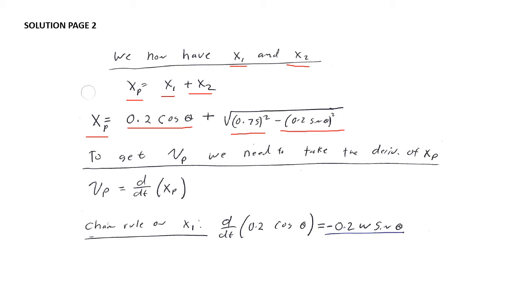squared. So in order to get our vP, our velocity of our point P, we need to take the derivative of xp. So again, velocity is the first time derivative of position, so we take that first time derivative of our xp, our position term there, and we can get our v sub p. So we can use the chain rule on our x1, which again right here is our x1 right there, and we can say d over dt of 0.2 times the cosine of theta, do out our math, and this is equal to negative 0.2 omega times the cosine of theta.